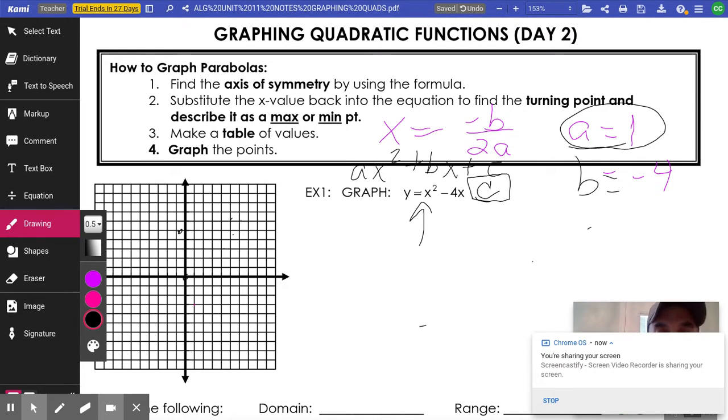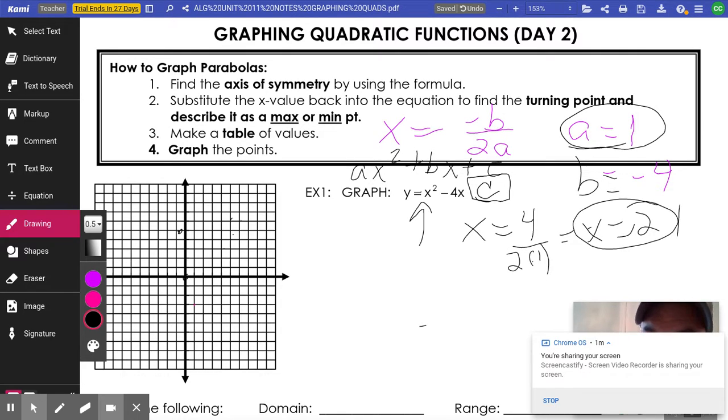If I want to find the axis of symmetry, it's x equals -b over 2 times a. The opposite of -4 is +4, over 2 times 1. So that's 4 divided by 2. Therefore, x equals 2, and that's called my axis of symmetry. That's the line that's going to cut it down the middle. I could draw that, but I'm not going to do that yet.